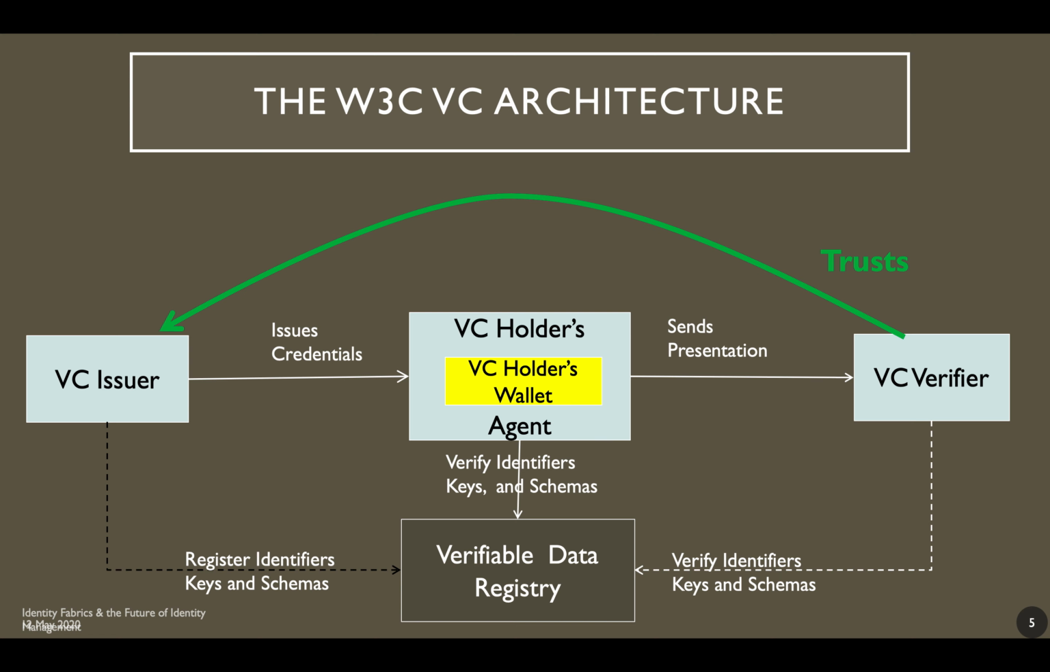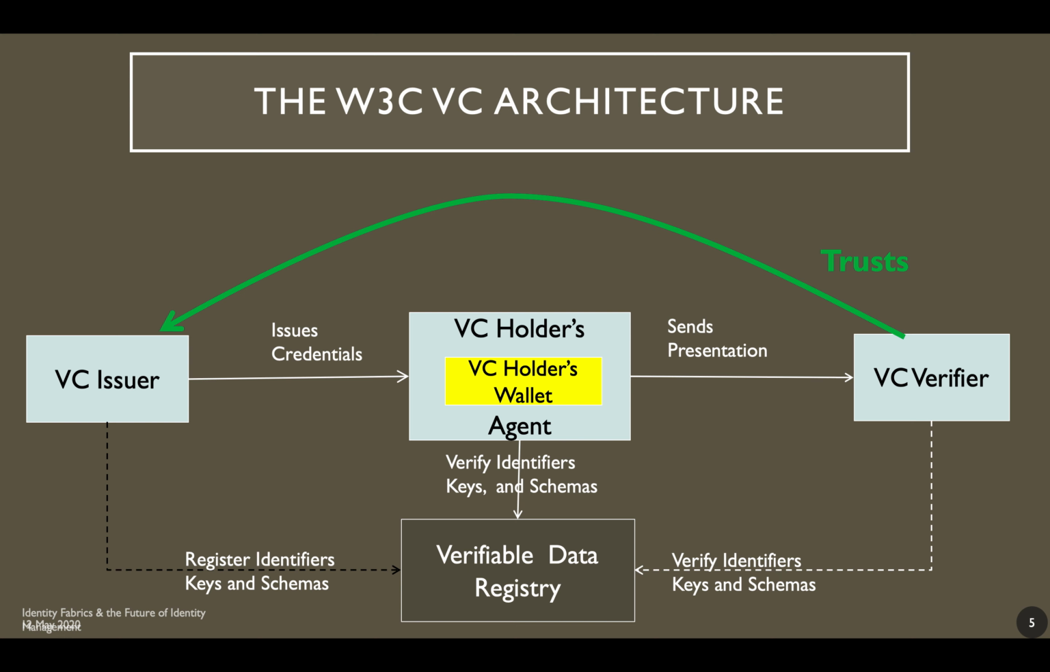It's in control. It decides which VCs it will pick up and hold, and it decides which verifiers it will give them to. Typically in any system, there'll be orders of magnitude more verifiers than issuers. For example, with credit cards, there are a lot more places that will accept credit cards than issue credit cards.